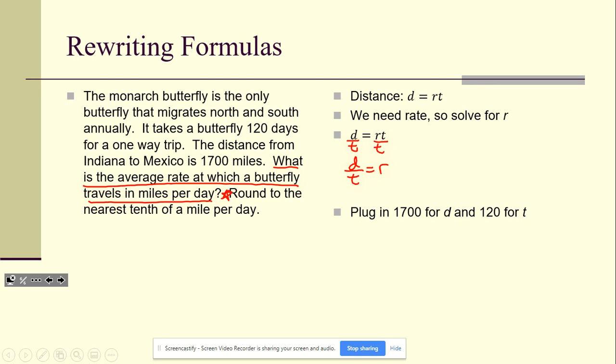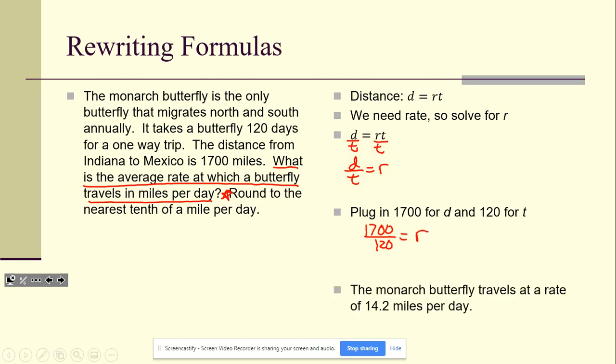At this point, then, we'll plug in 1,700 for D and 120 for T. So that gives me 1,700 over 120 equals R. Dividing those two numbers gives me approximately 14.2. And so therefore, the monarch butterfly, since we're rounding to the nearest tenth, travels at a rate of 14.2 miles per day.